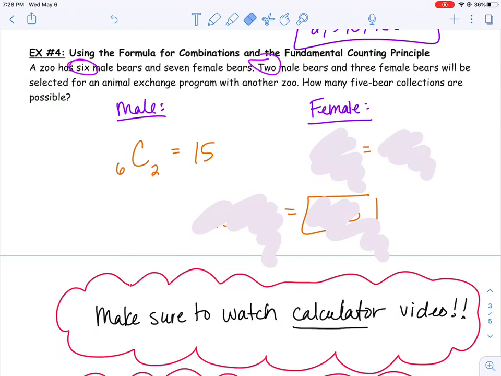All right, looking at the female bears, how many female bears do we have total? Well, it looks like we have 7 female bears total and we want to pick 3 of them. So we have a total of 5 bears, right? 2 male bears and 3 female bears. Remember again, order doesn't matter, so we're still doing a combination, this time with a 7 choose 3.